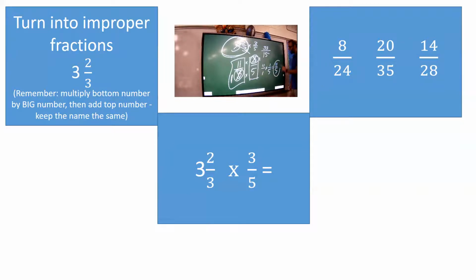But am I done here? No. I have to pull out as many wholes as I can. So how many 5/5 are hidden within 11/5? 2. And then if you had 11, 2 wholes is 10/5. So there's still 1/5 left. So that answers 2 and 1/5.